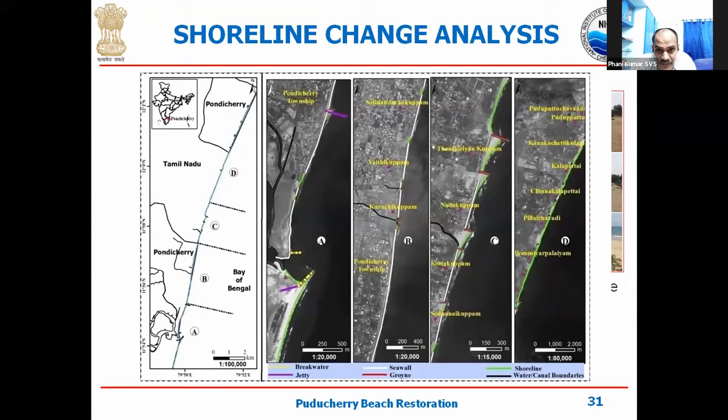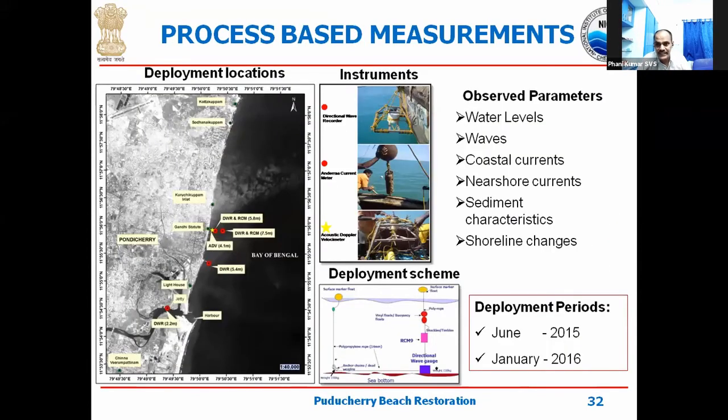These are some of the satellite imageries. Next slide. We observed the water levels, waves, coastal currents, nearshore currents, sediment characteristics, and shoreline changes using satellite imagery. Then next slide.